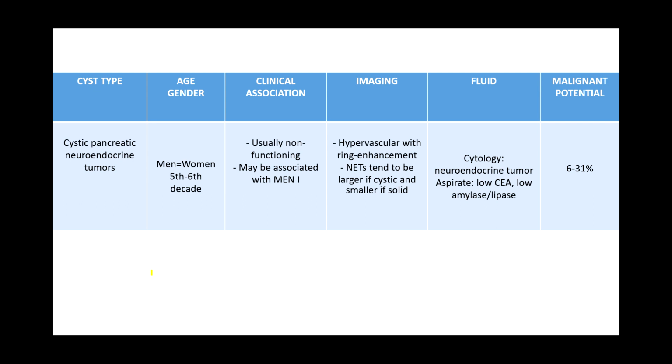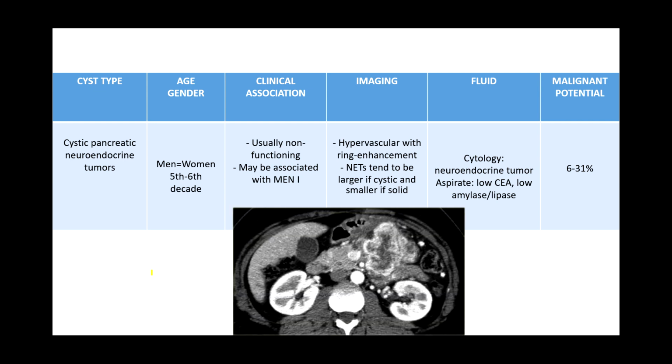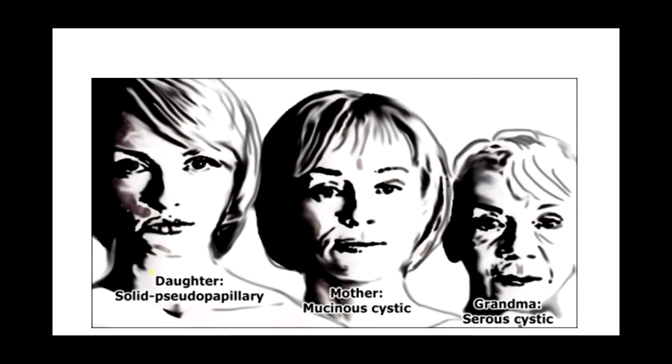Cystic neuroendocrine tumor or cystic pancreatic neuroendocrine tumor, these are usually non-functioning. They can be seen as hypervascular lesions with cystic components, and the neuroendocrine tumor cytology is positive. The aspirate are usually low in CEA, low amylase, low lipase, as there is no mucin or there is no ductal communication.